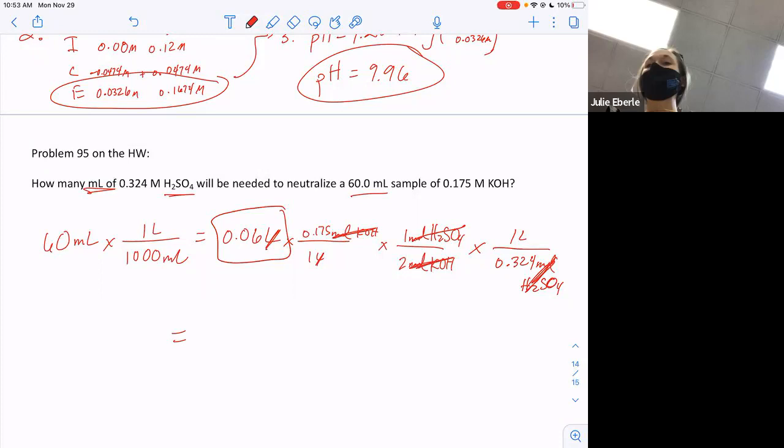Anybody? 0.0162. And then you just convert this to milliliters, right? Times 1,000. For every 1 liter, it's 1,000 milliliters. So that would be 16.2 milliliters.